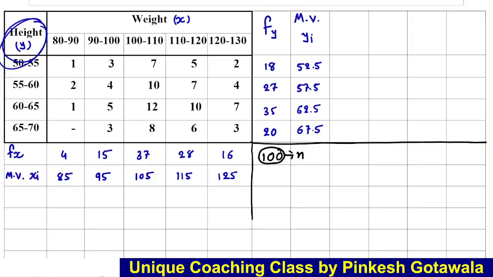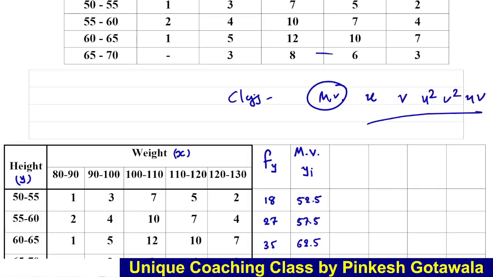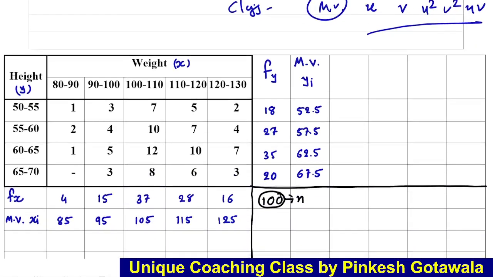Okay, now which column do we have to prepare next? It depends on our formula like u and v. Remember, in the previous 2-3 videos when class is given, we find out mid value. Then if we apply the uv formula, we prepare columns of u, v, u square, v square and uv. Same here we are going to prepare these columns u, v, u square, v square, uv. So our next step we are going to prepare column of u, and remember u for x and v for y.